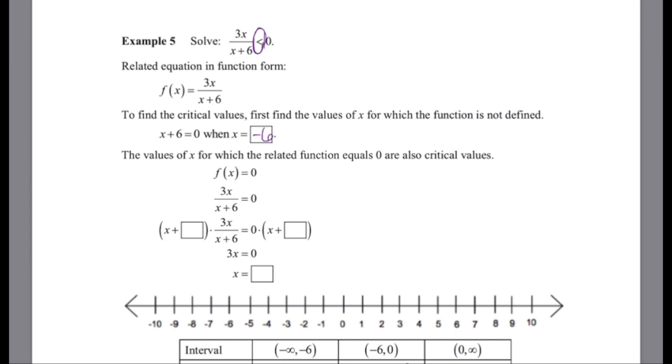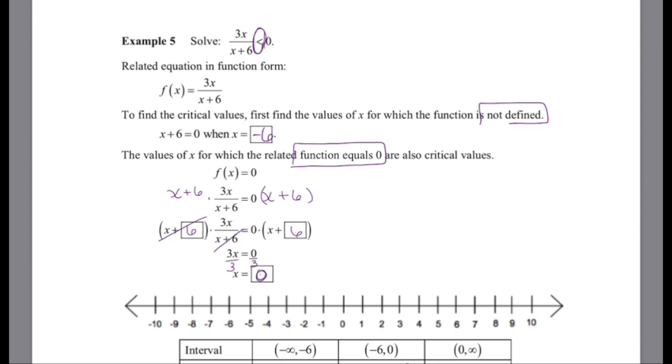That's a critical value. Also, the values for which when we solve for 0 are critical values. So first, the critical values are when it is not defined, and critical values are when we set it equal to 0. Those are the two pieces that we need to do. So to set this equal to 0 and solve, I'll multiply each side by x plus 6, which then creates a common binomial which we can eliminate. I am now left with 3x equals 0, or when we divide by 3, 0.